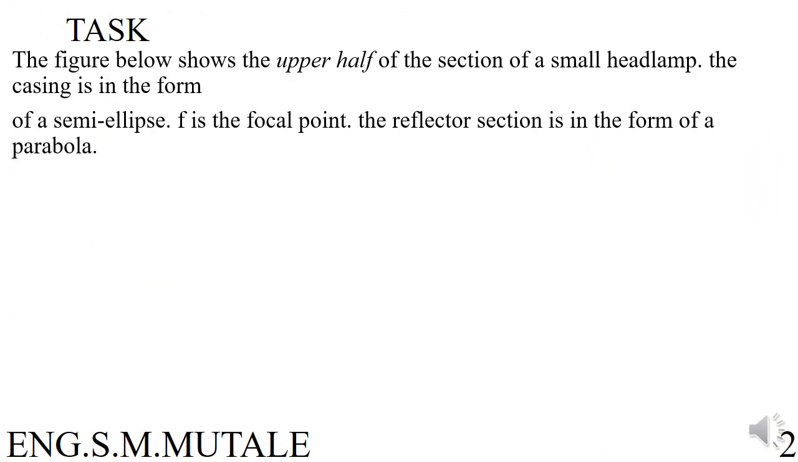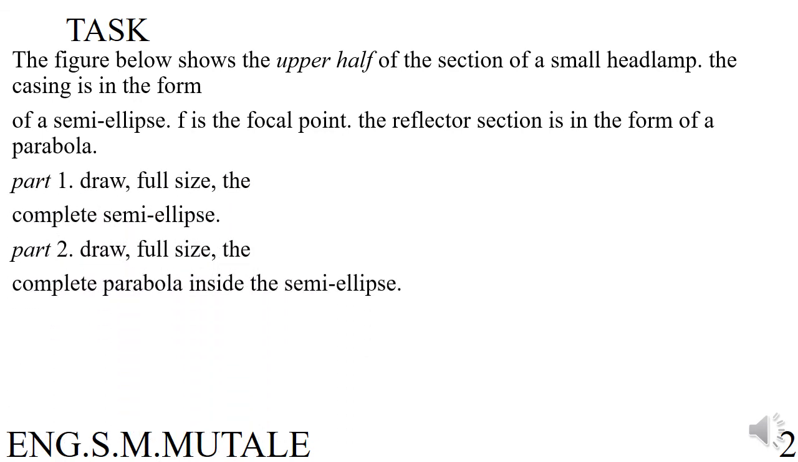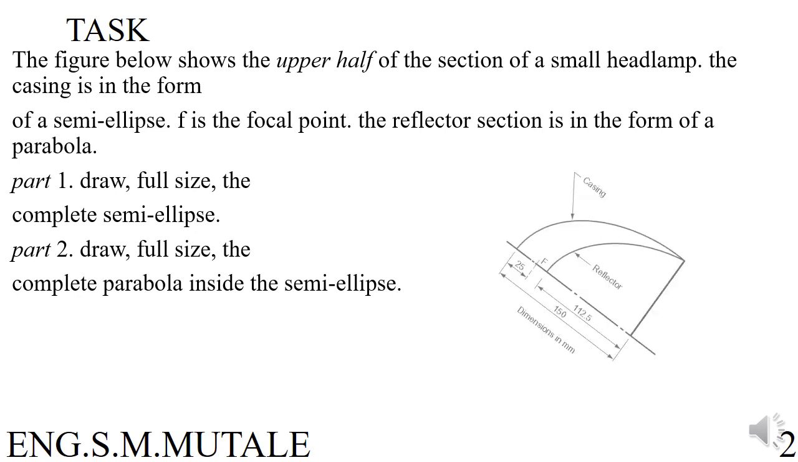Then you have a task. The figure below shows the upper half of the section of a small headlamp. The casing is in the form of a semi-ellipse. F is the focal point. The reflector section is in the form of a parabola. Draw full size the complete semi-ellipse, as well as the complete parabola inside the semi-ellipse. That's why I suggested that you watch the presentation on the ellipse. That's when you can answer this task.